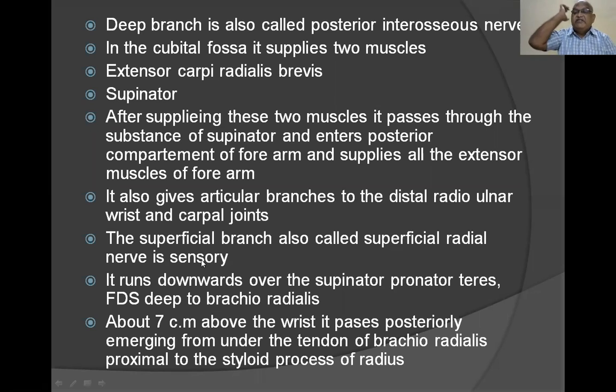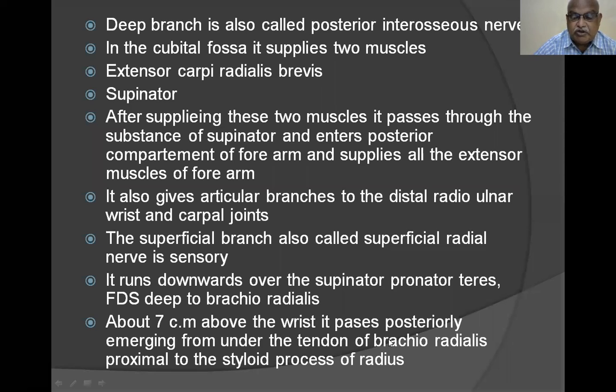So here there is a division of the radial nerve in the cubital fossa into superficial and deep branches. The deep branch of the radial nerve is called the posterior interosseous nerve, whereas the superficial branch is purely sensory and the deep branch is motor. It supplies the cutaneous nerve supply.